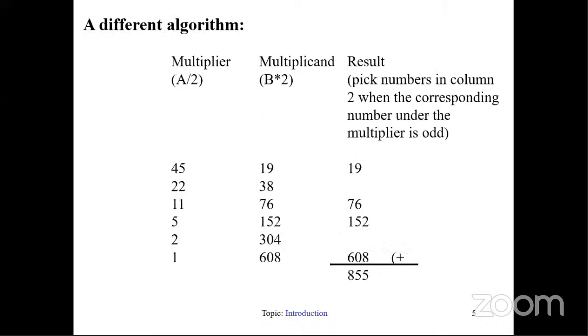And I quickly shared the other one. This is a different algorithm. And I want you to pay attention here. This is the multiplier.